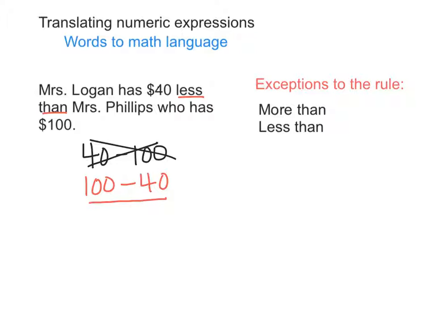Logan has $40 less than Miss Phillips, who has 100. So when you see more than and less than, you actually just reverse the numbers. For example, we have 6, and here's one of the words, more than 52. So instead of going left to right, we see that it's more than, and it's our exception to the rule. We're going to write 52 first, and then add 6 after. And that would be the correct way to do that. So it's the exception to the rule.